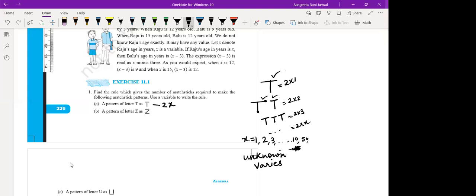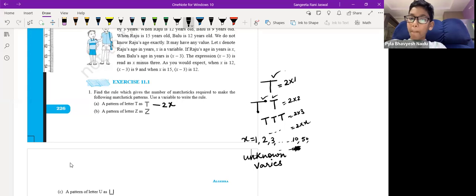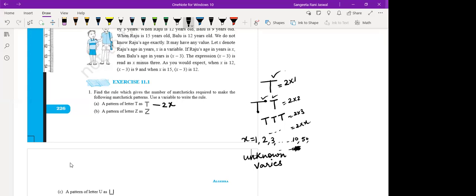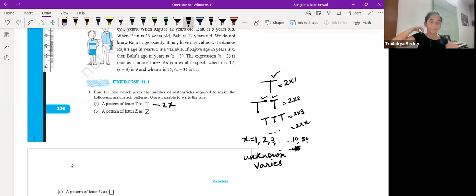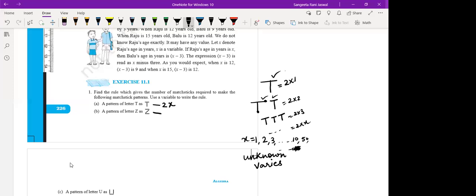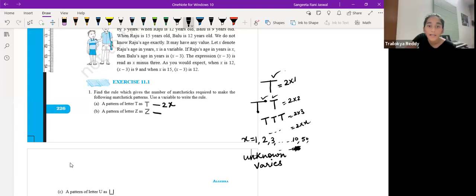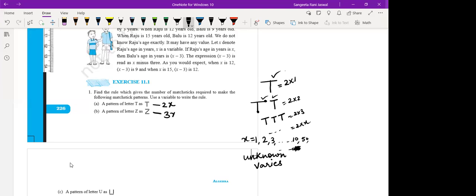Now, a pattern of letter Z. This is Z shape. How many matchsticks are required in this? Trilokya, you tell me. Ma'am, 3. So what will be my rule here? If there are 2 shapes like this, 3 shapes, 5 shapes, then what should be the rule here? Ma'am, 3x. It can be 3x for the number of shapes. x can be the number of shapes, no? Number of shapes means it can be 1, it can be 2, it can be 3.